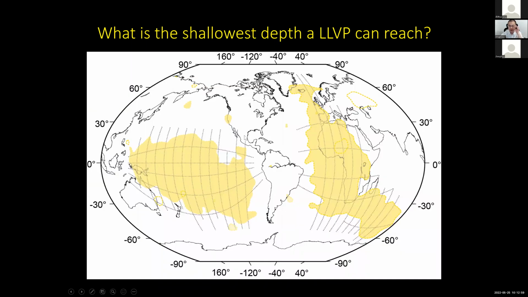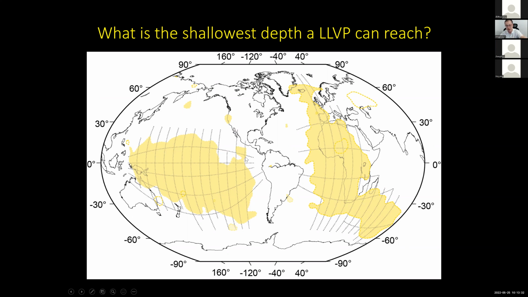We tested all the available seismic tomography models. There are about 17 of them, and this is one example. The yellow color shows the LLVP regions from the RTS40S model, like the Eurasimus model, and we draw lots of cross sections, cutting through the Pacific LLVP and through the African LLVP, and we calculate.